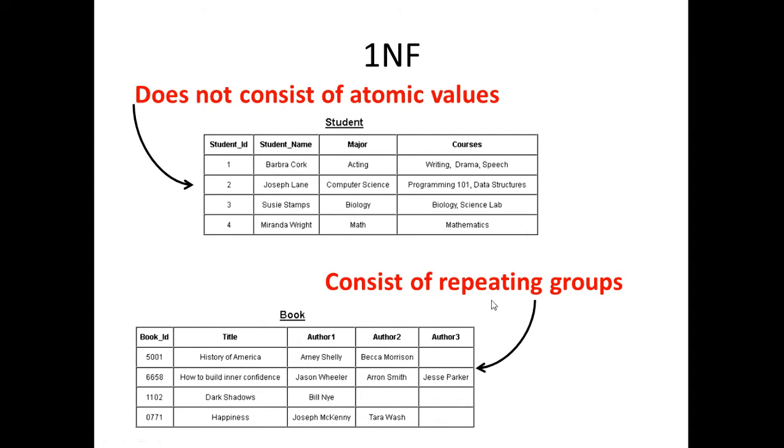Now I want to talk about repeating groups. This table that we have down here shows an example of repeating groups, and in first normal form there cannot be repeating groups. So if you look here, we have a book ID, then we have the title, History of America. This is the author, Arnie Shelley, and then another author, Becca Morrison. Now if you look here, we have Author 3, but Author 3 is blank simply because there are only 2 authors that wrote this book. So when it comes to creating tables, you can create them however you want, but when it comes to putting tables in first normal form, there's a specific way that you would have to structure them.